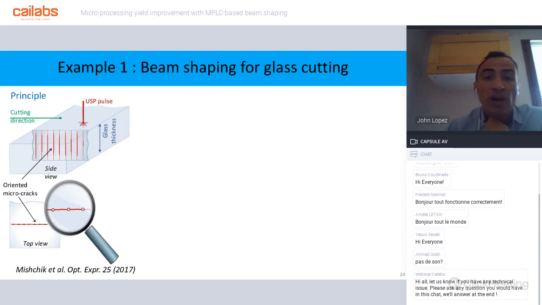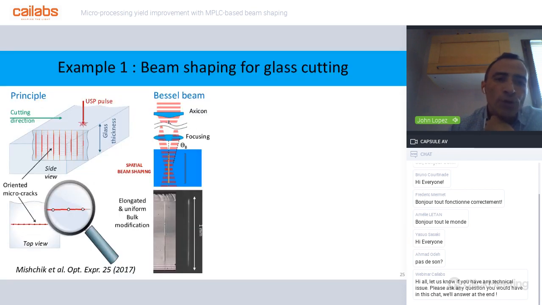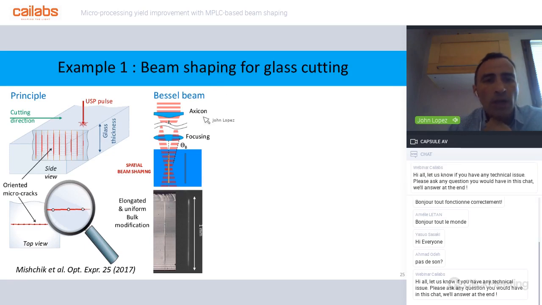I will finish my talk with two examples. The first one is glass cutting. The strategy is to produce a bulk modification, which is very intense, uniform, and elongated along the glass thickness. Pulse after pulse, you will produce some cracks. Thanks to beam shaping, you control the crack direction. The beam is obtained thanks to an Axicon, but it could be a spatial light modulator as well.